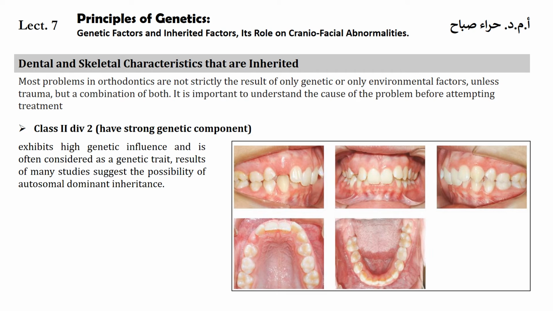Also, high lip line, lip morphology, and behavior are considered to be causing class 2 div 2 malocclusion. Furthermore, the presence of a strong masticatory muscle pattern in class 2 div 2 cases is explained by the genetically determined muscular and neuromuscular system. As we see here in class 2 div 2 malocclusion, the upper central incisors are retroclined and the upper lateral incisors are proclined.